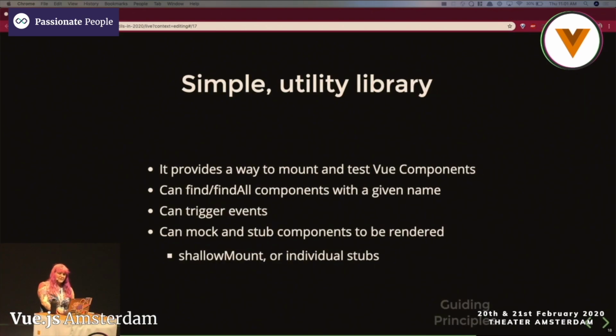So this is basically a copy of the slide from earlier. We want to provide a way to mount and test Vue components. That is it. We are not a matchers library. We don't want to fill the hole that Vue Testing Library is filling by providing nice semantic matchers and selectors. That is not what Vue Test Utils is about.